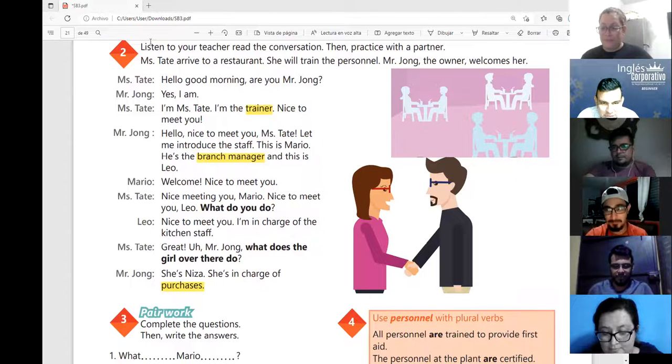Okay, very good. Vamos a recapitular la palabra branch. O sea, reforzar branch. Branch manager. Okay, purchases. In charge of. Excellent. Bueno, muy bien. No sé si tenemos más voluntarios, more volunteers.